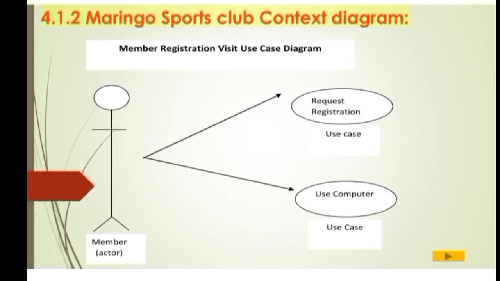4.1.2 Maringo Sports Club Context Diagram. Maringo Sports Club System Use Case Diagram. Request. Registration. Use computer. Member actor. Use case. Use case. Member registration. Visit Use Case Diagram.